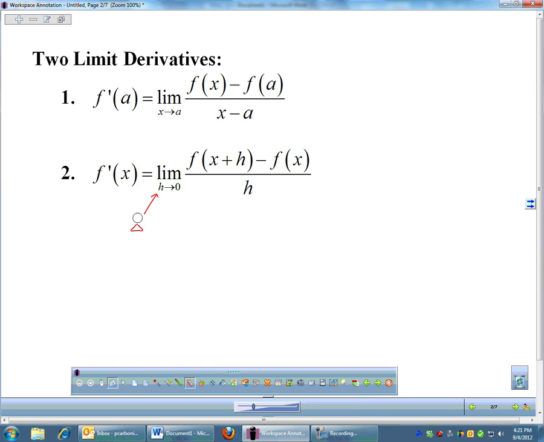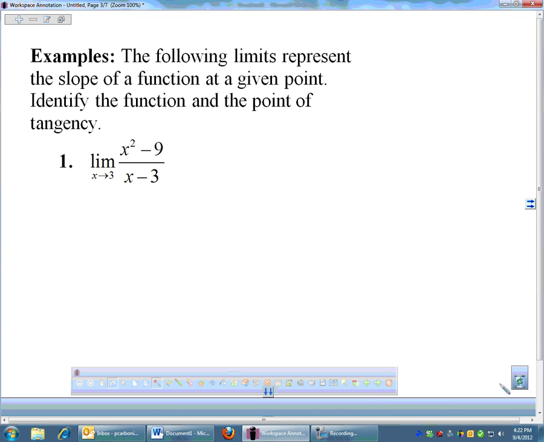which makes great sense graphically, because if you remember that long 25-minute video for the weekend, h represented the distance from the point of tangency to the secant point, which really is a change in x. That distance is a change in x, and we wanted that distance to approach 0. So the book is using delta x to represent some span of x values in that graphic that I was using over the weekend. So anyway, you need to know these two limits, and we're going to pick apart the limits with real functions and points to find the function and the point of tangency.